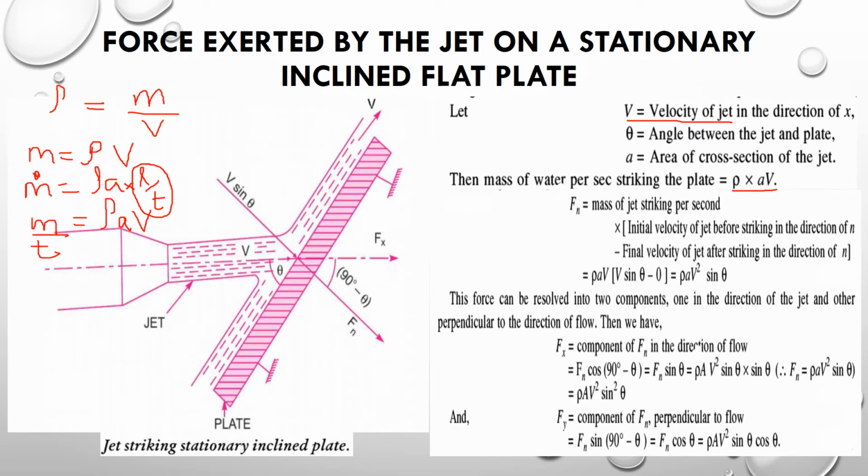Now this Fn, the normal component, can be resolved into two components, one in the direction of the jet and the other perpendicular to the direction of flow. We name them Fx and Fy. Fx is the component of Fn in the direction of flow, that is Fn cos of 90 minus theta. Substituting the values, cos of 90 minus theta is sin theta. So Fn is rho a v square sin theta into again this sin theta, so rho a v square sin square theta. Similarly for Fy, we get the expression rho a v square sin theta cos theta.